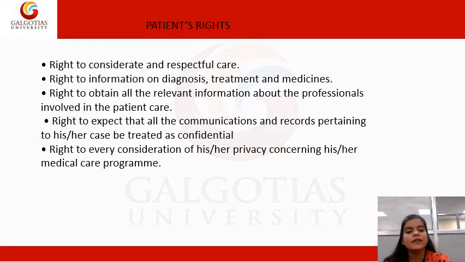And the third right is the right to obtain all the relevant information about the professionals involved in the patient's care. So if you are in a hospital, you have 100% right to know about the doctor, like the degree you are concerned about. It is totally your right to know what kind of professionals, what kind of doctors, and what kind of nurses are involved in your treatment. So this is also a right which comes under your patient's rights.